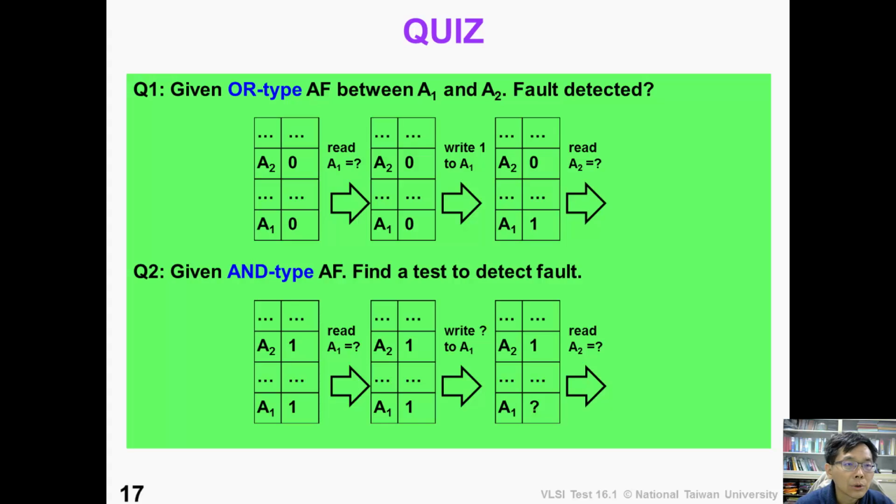Now it's time for you to work on a quiz. For the first question, given an OR type address decoder 4 between A1 and A2, apply the following sequence. Is the fault detected? Question number 2. Given an N-type address decoder 4, please find a test to detect the fault. Now please pause the video and work on this quiz.